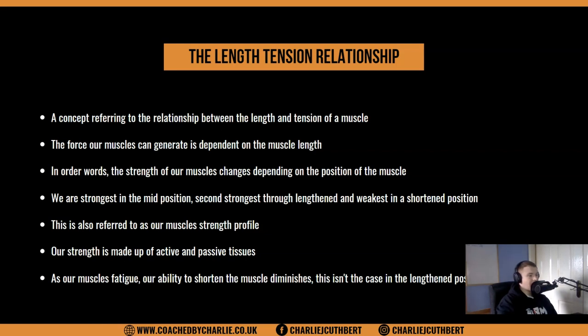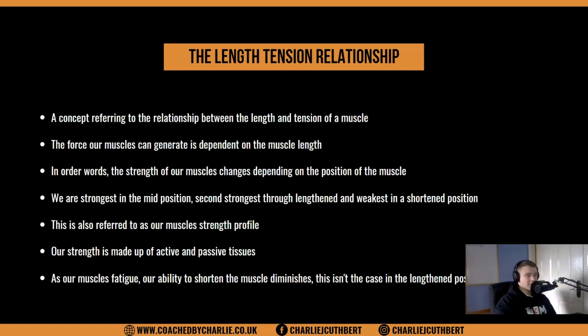So the middle position, again, we'll just take my bicep for an example. The middle position would be this position here, where it's not stretched, it's not shortened, it's in the middle of the rep. And the second strongest is when it's lengthened, so when your arm's straight. The weakest is the shortened, when your arm's fully bent. And this refers to our muscle strength profile, which just basically involves what your muscle's capable of doing. And our strength profile, or muscle strength, our muscle capabilities, is made up of active and passive tissues. It's made up of things that are active, so our muscle mass, and also passive things that we aren't contracting.